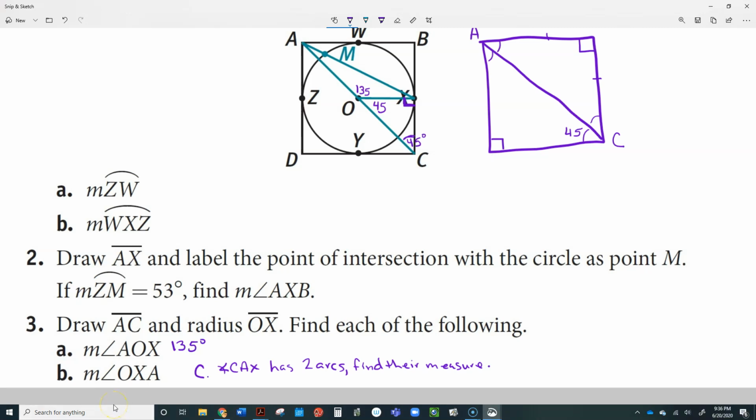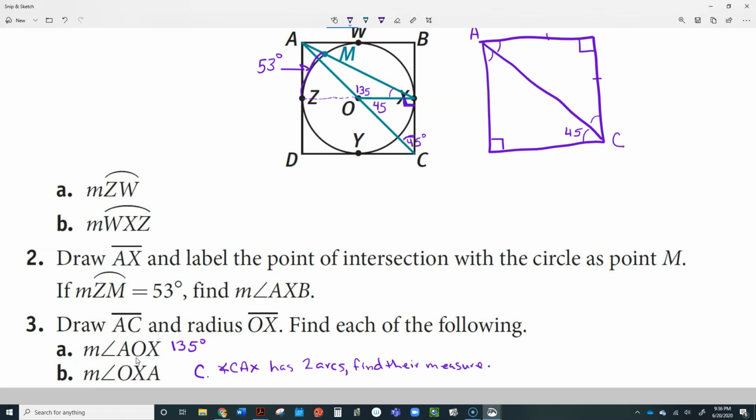Now the measure of angle OXA. We're looking for this angle right here. We've already found that one. That one was found in the previous problem. Remember that if we extend this on out, they told us that ZM was 53 degrees. Arc ZM was 53 degrees.